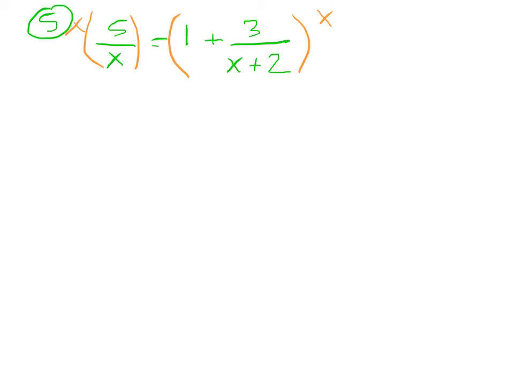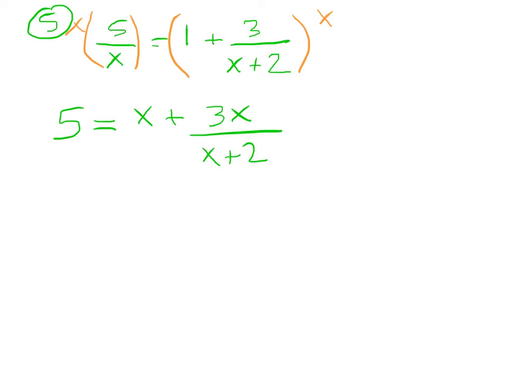And on the left, my x's cancel, and I'm left with just a 5. And on the right, I'm going to distribute that x. x times 1 is x. And then I have 3 over x plus 2 times x, which is 3x over x plus 2. All right, so one denominator dealt with.